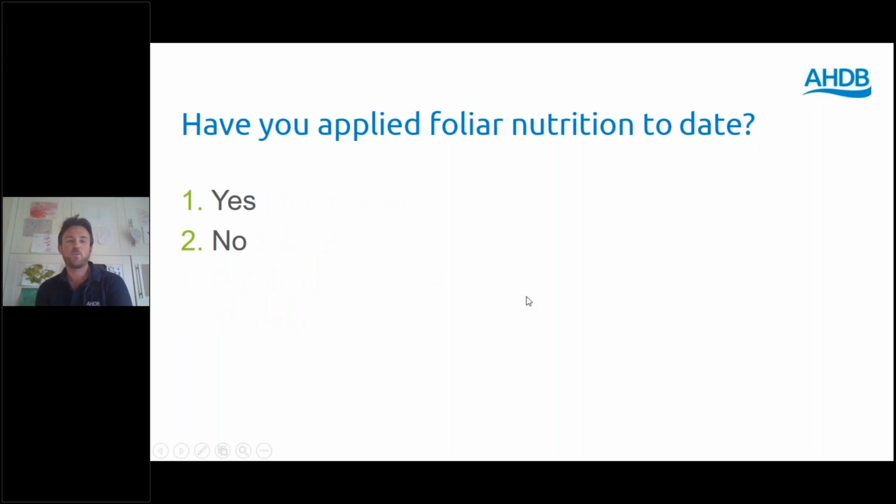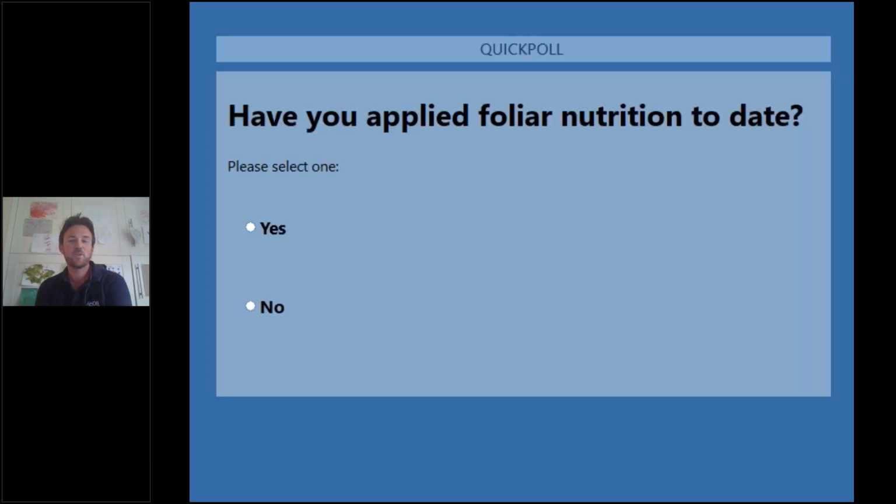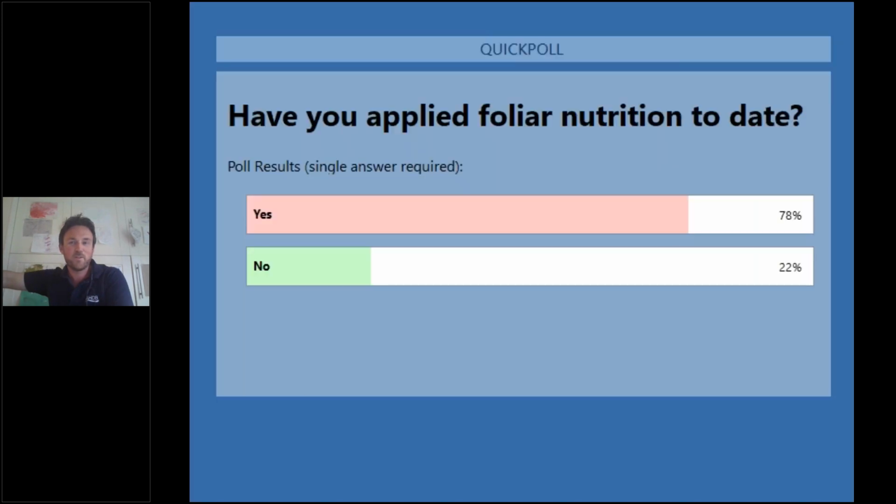There we go. So next question for the poll, have you applied any foliar nutrition to date? So very simply, yes or no. I think from our YEN group and from our results that have come in, most people are tending to try and give it a go. We certainly see a few of the statistics that maybe aren't statistically significant, but they seem to make a difference in on-farm trials. Right, Christian, if you want to end that one there, I think that's quite a quick one. So there we are, 78% of people are trying foliar nutrition.